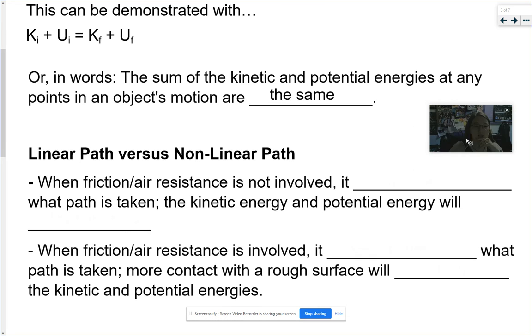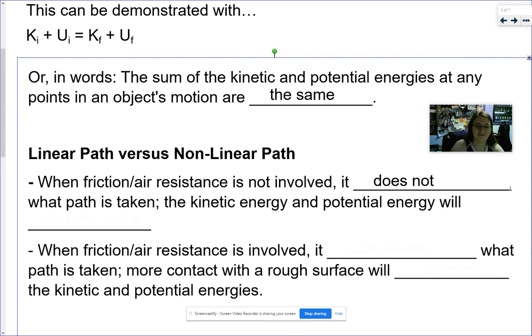Now, we haven't talked about this just yet with potential energy in particular, and kinetic as well. But when we have different paths, obviously if something is dropping, that's pretty straightforward. We can also still have situations where I'm going down at an angle or going down zigzagged or whatever, yeah? A linear path, just straight down, versus a non-linear, or I should say an angled, path. Now, when friction and air resistance are not involved, meaning there's no friction, there's no air resistance, what ends up happening is it does not matter.